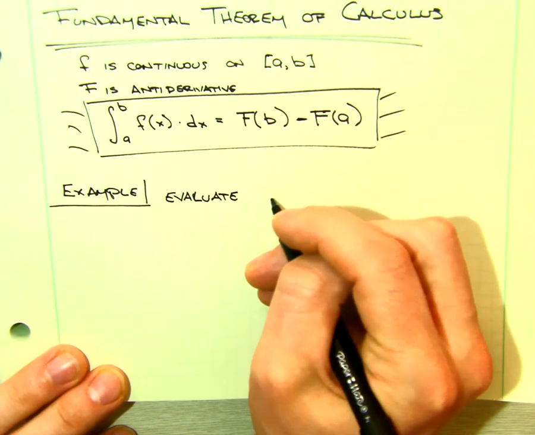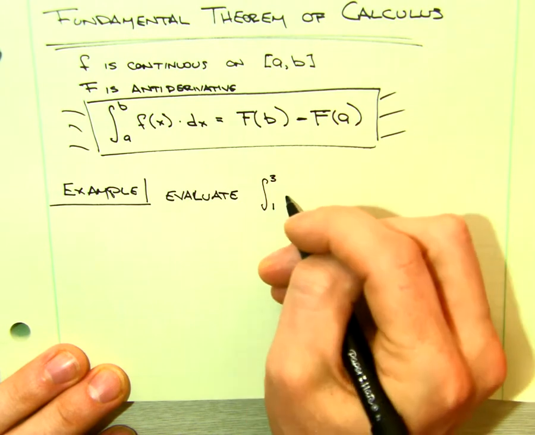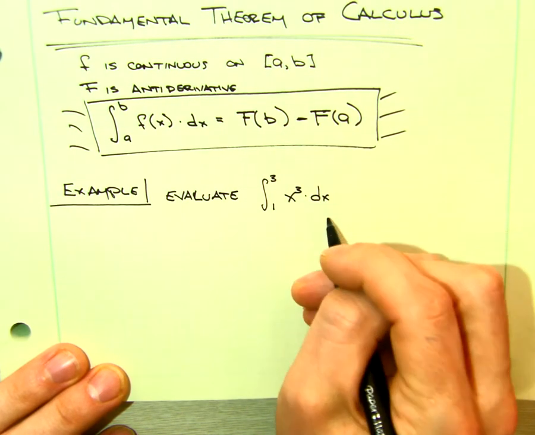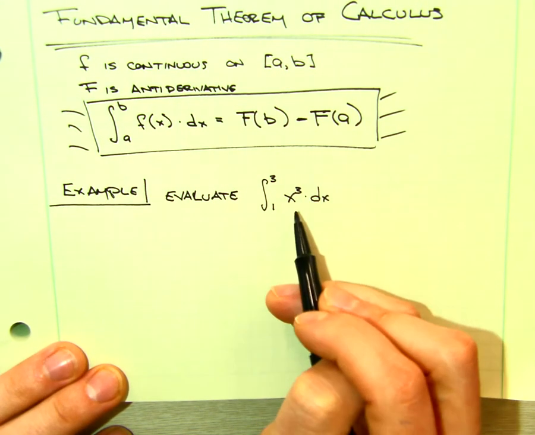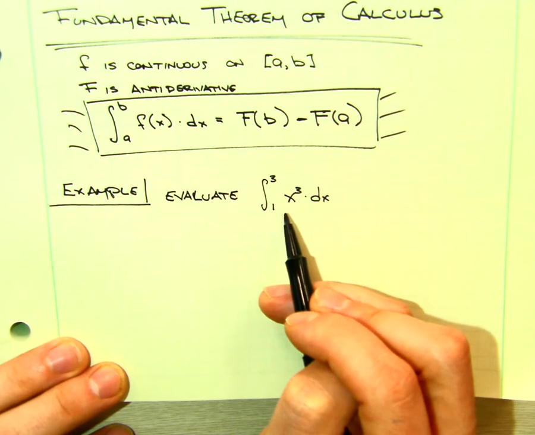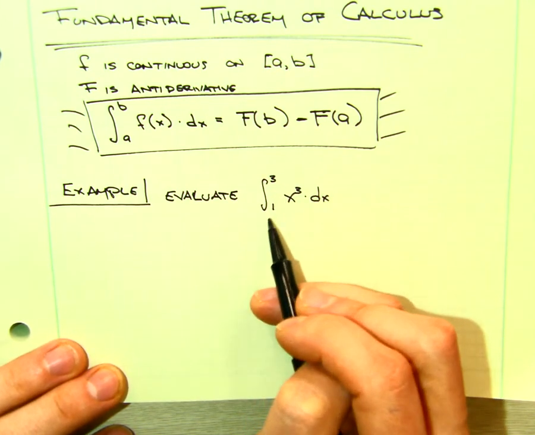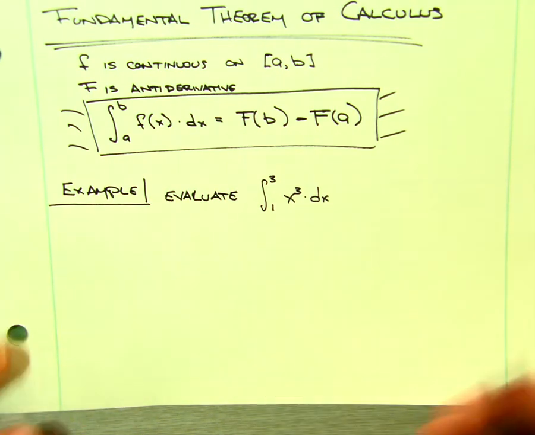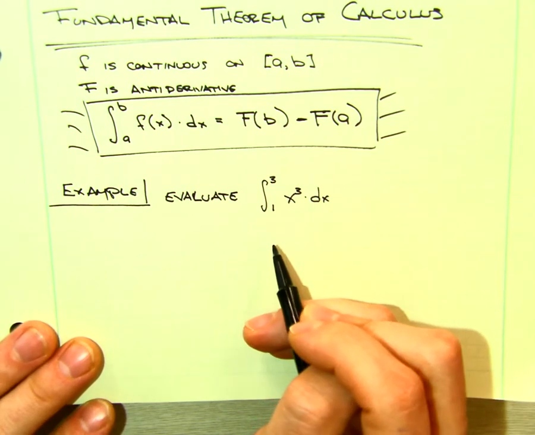Okay, so the problem is going to be to evaluate the integral from 1 to 3 of x cubed dx. And once again, what we're asking here is what is the area under the curve of this function x cubed from the interval 1 to 3. So we could go through the same steps we were doing with sigma notation where we could sketch it out, etc., etc.